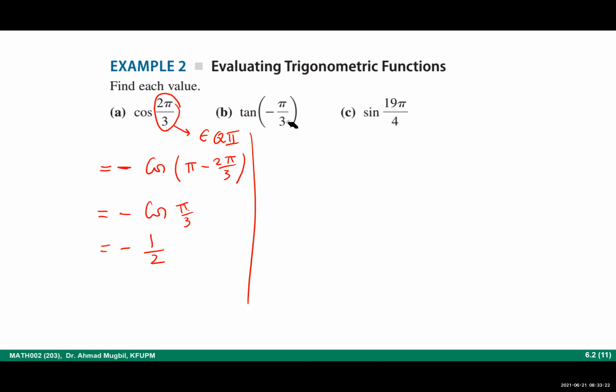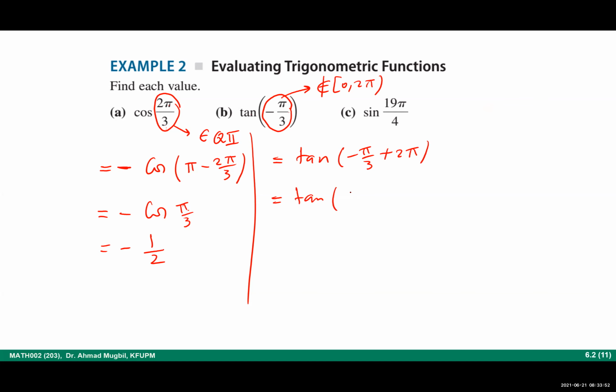Now, what is this angle? This angle is in the fourth quadrant. It is not, of course, positive. This angle is less than 0. To say it in other words, it is not between 0 and 2 pi. So we need to find what? The least positive coterminal. So we will say this equals tan. In the case of terminal and coterminal, it is the same. So what we will do, we will add 2 pi. So this will be equal to tan.